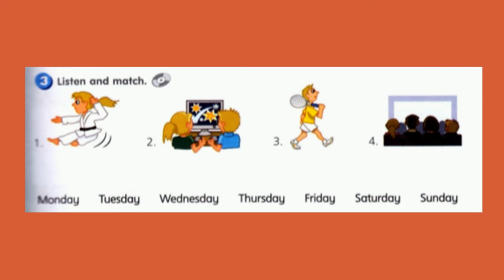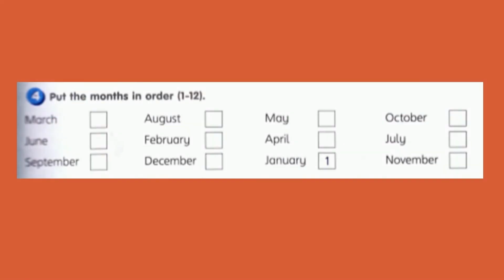Done? Okay, let's discuss the answer. Number 1, the answer is Wednesday. Number 2, the answer is Thursday. Number 3, the answer is Saturday. And number 4, the answer is Sunday. Okay, lastly, question 4. Put the months in order.